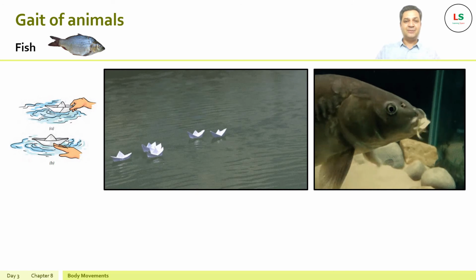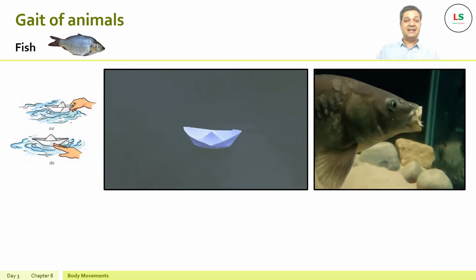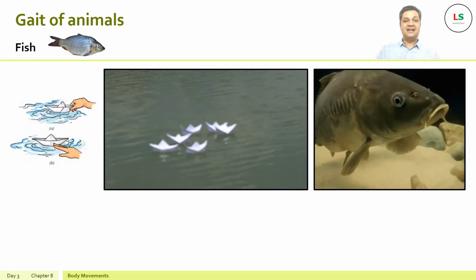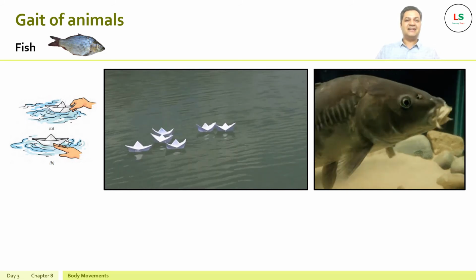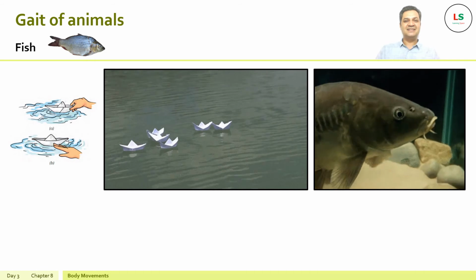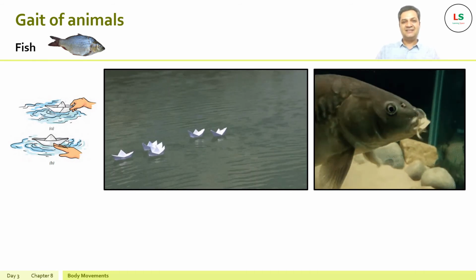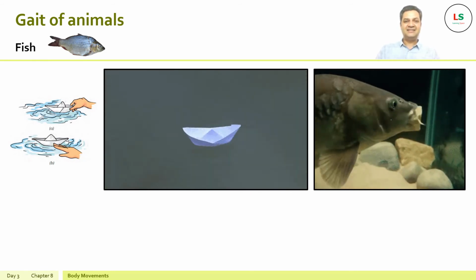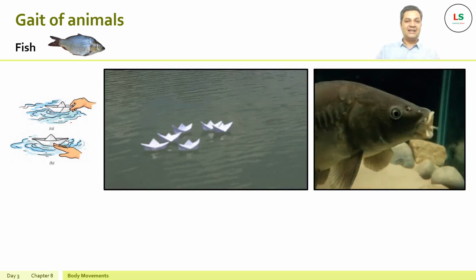Fishes move by moving the body side to side in a zigzag manner. The muscles on the fish's body expand and contract to make the movements possible. Fish also have fins to maintain balance and give direction while swimming.